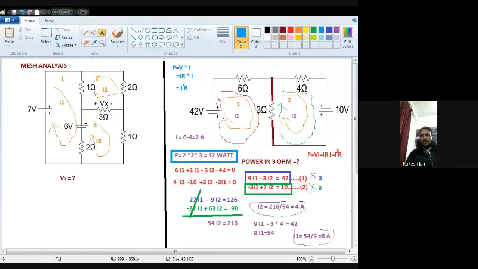Okay, now we start the second numerical. The second numerical consists of 3 meshes, so how many equations will there be? There will be 3 equations, because I have already told you that the number of meshes is equal to the number of equations. So first we begin our journey with the first mesh.